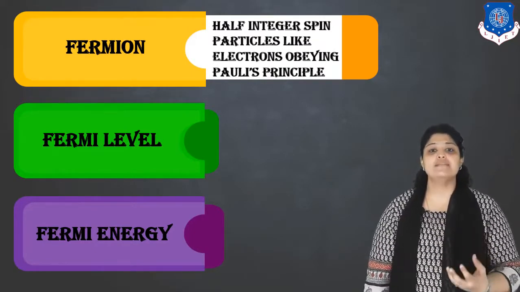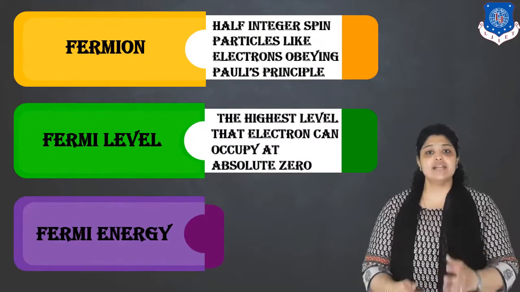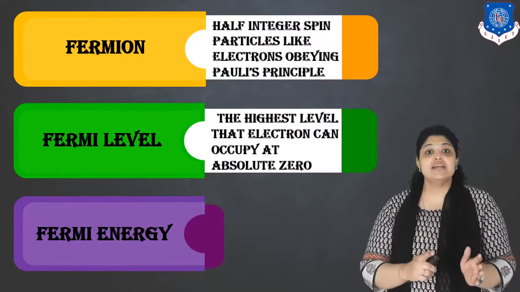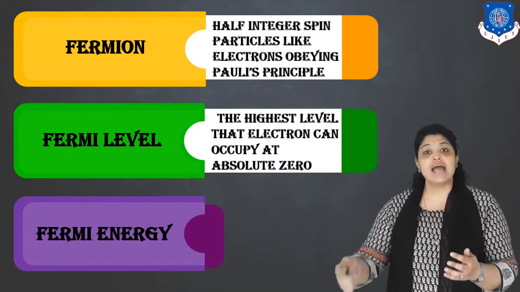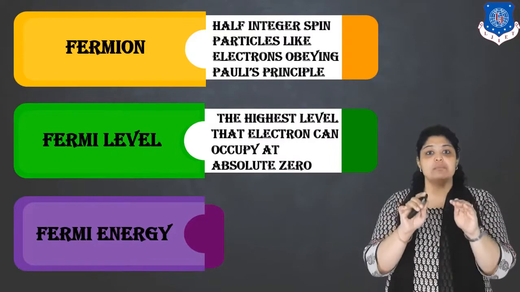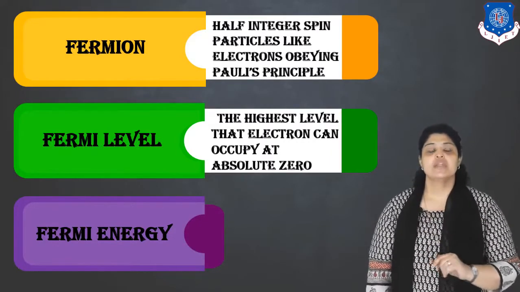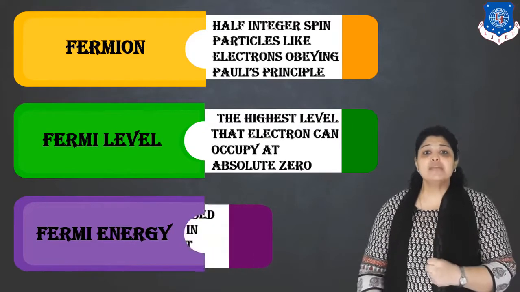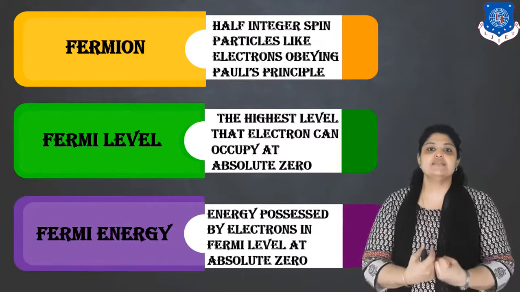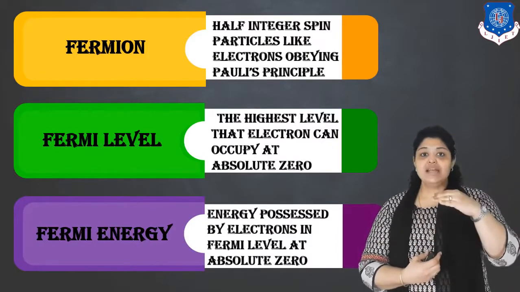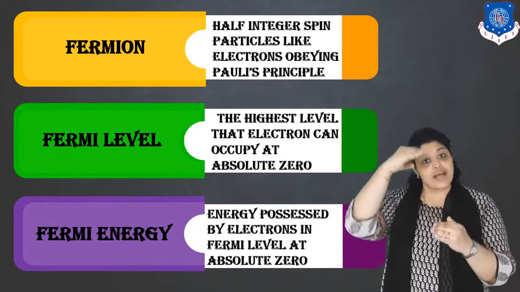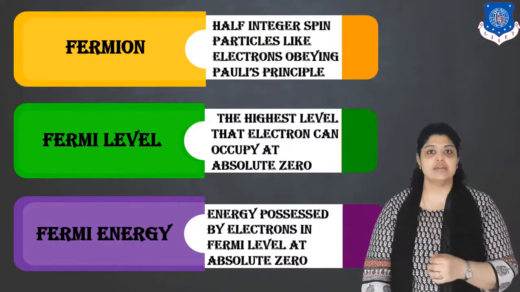Now let's see what Fermi level is. It is the highest energy level which electrons can occupy at absolute zero. The maximum energy level of an electron even at absolute zero. So at absolute zero, the maximum energy level where electrons are present is the Fermi level. Let's see what Fermi energy is. Fermi energy is denoted as EF. It is the energy which electrons possess in the Fermi level. So Fermi level is the maximum level of occupancy at 0 Kelvin, and the value of that energy is what is known as Fermi energy.